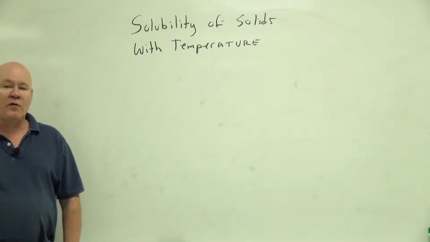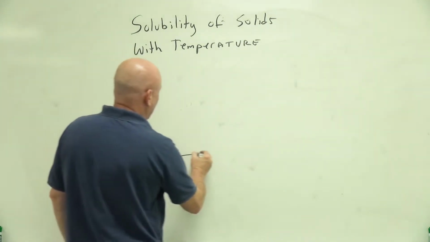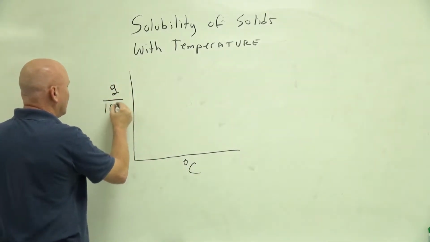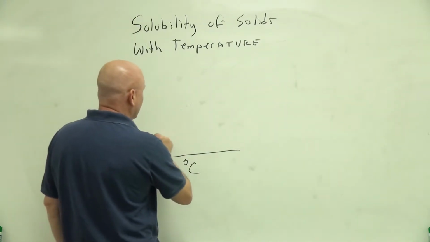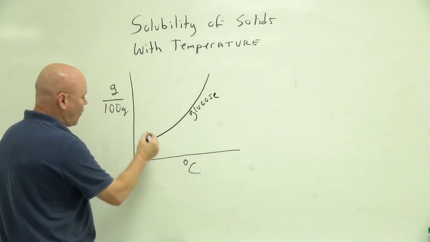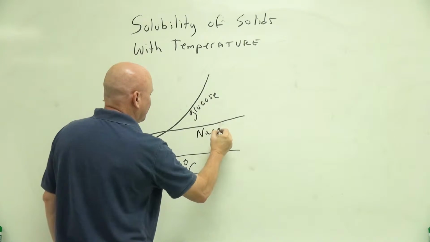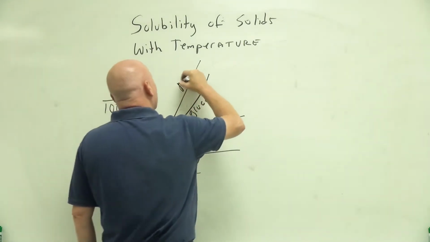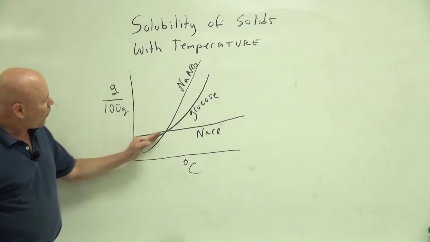Now, the solubility of solids with temperature follows this sort of relationship. If I was to make a graph and I plot degrees Celsius on the bottom and the solubility on the side, then for most solids, the solubility increases with temperature. Maybe this is glucose. Maybe salt is down here, slightly increasing with temperature, sodium chloride. And maybe we have something like sodium nitrate. All of these, as we increase the temperature, the solubility goes up.